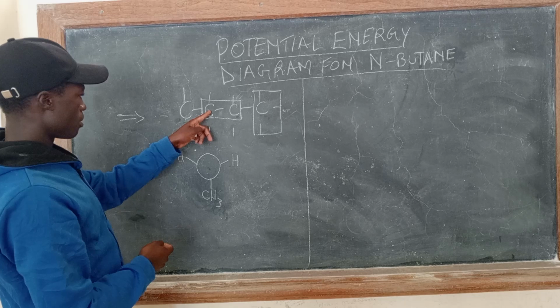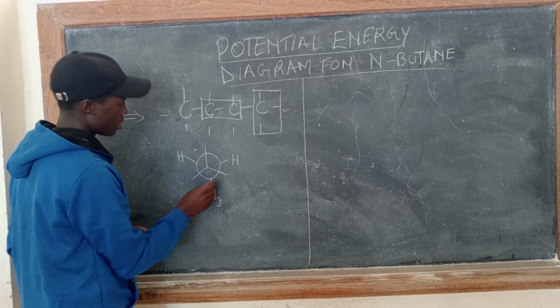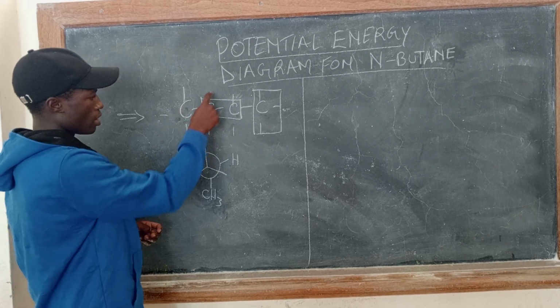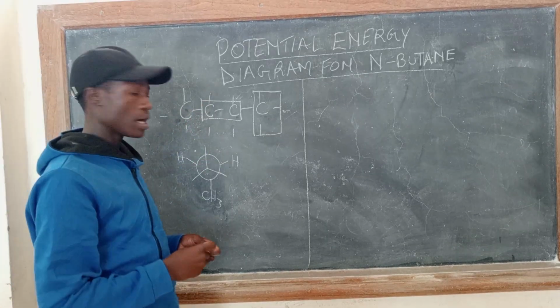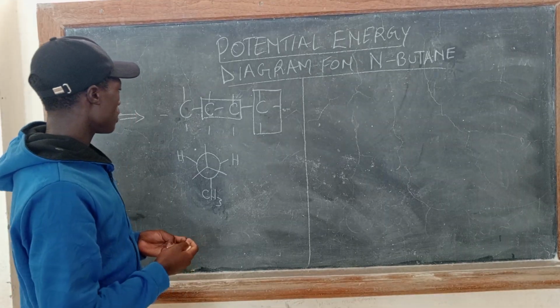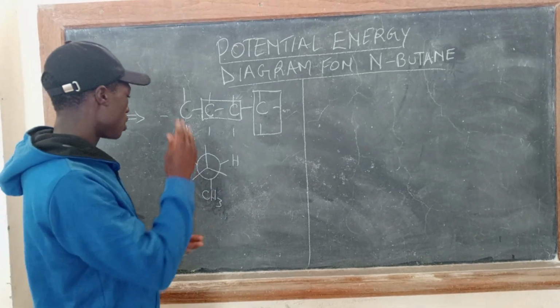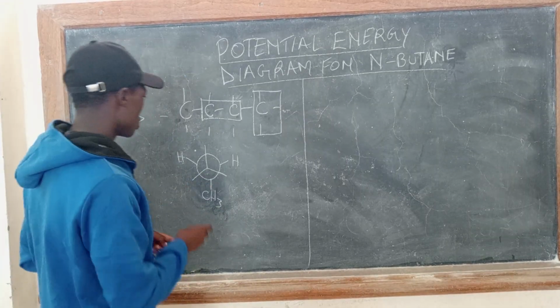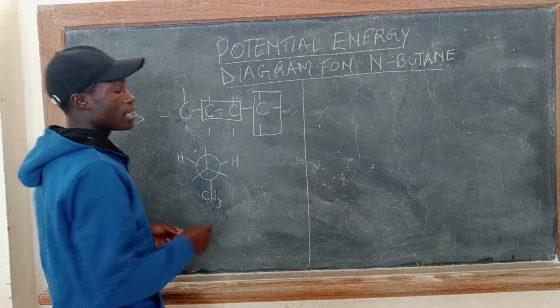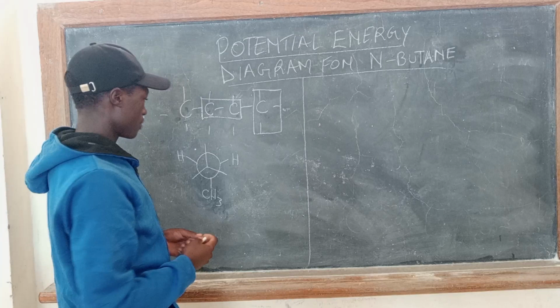Then this carbon here, now I'm going to represent it as the outer one. It's bonded to a methyl group and also 2 hydrogen atoms. But remember, we are starting with the one with the least energy. So when you want to draw the one with the least energy, you make the high priority groups be on opposite sides of each other. So you have a methyl and a methyl group.